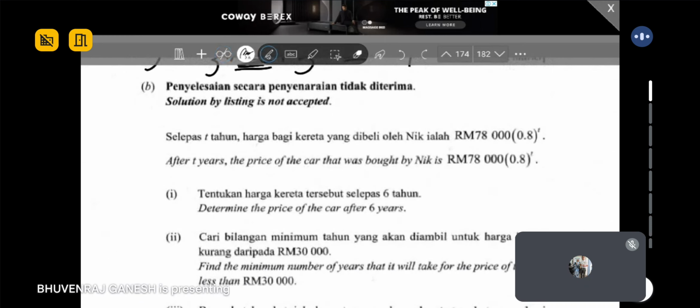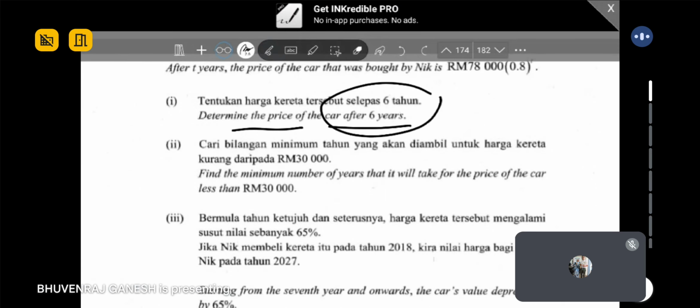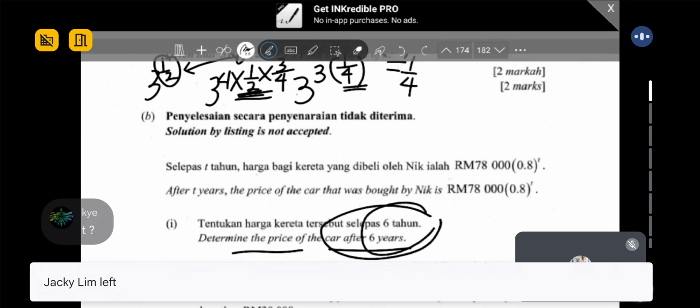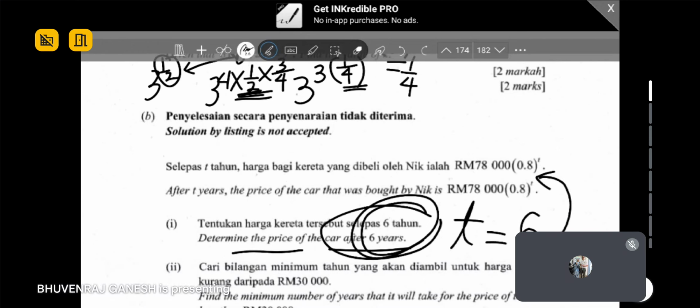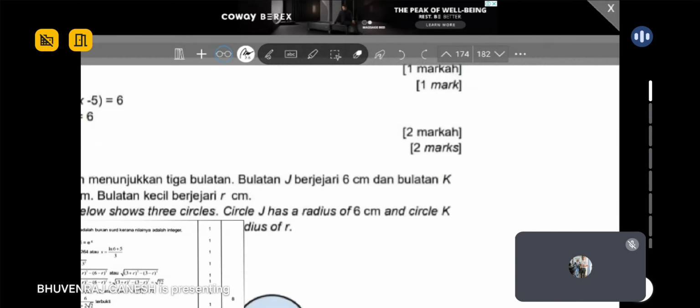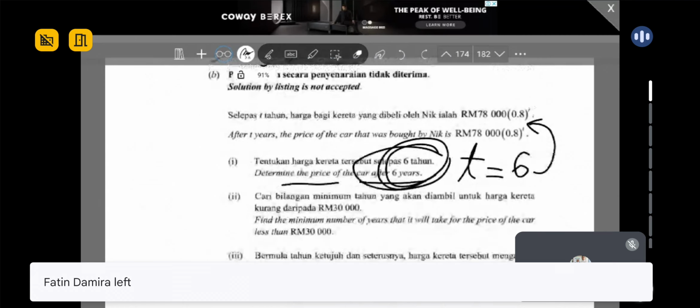Question B. They ask you to determine the price after 6 years. So guys, may I know what value will you substitute here? This is a daily life question also. So anyone? What is the value you substitute? 6 years. Yes. Okay, so T is equal to 6. Substitute it in here. Count the answer. Settle. Your answer, you just press the calculator only. So you will get this as your final answer. Okay. Hey, wait, guys. Okay. So yeah, this is for question B1.